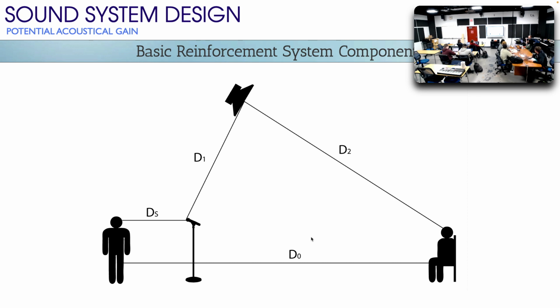And I want to talk about what the components are of a basic sound reinforcement system. What are they? They're on here. What are the components? What are the parts of this thing? Yeah. A talker, a microphone, a loudspeaker, and a listener. There you go. Okay. Some of you are maybe thinking, oh, it's a microphone and a loudspeaker, right?